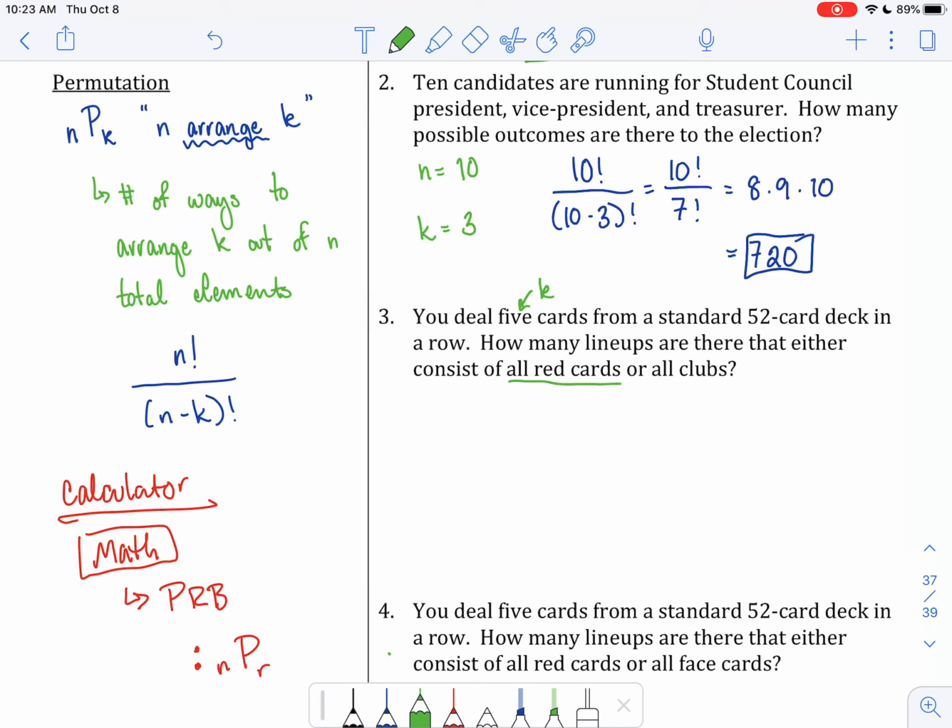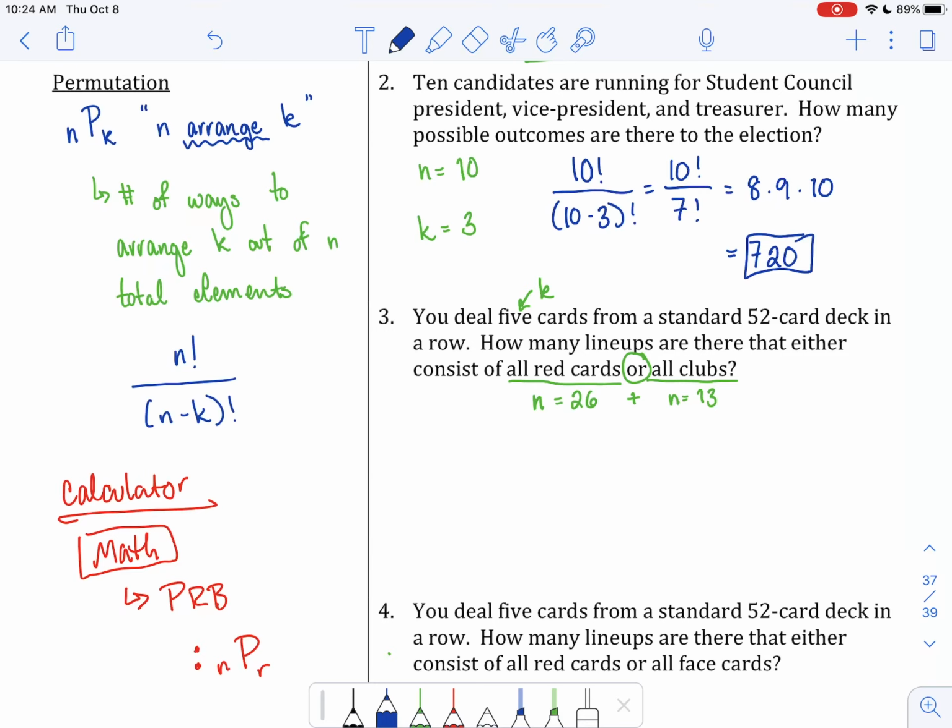Now, we're talking about all red cards or all clubs. So we're not actually interested in the whole 52. For this one, it's n equals 26. And here, n is equal to 13. So there's 13 for every suit in a deck of cards. And since it's "or," and there's no overlap, right? Nothing is red and a club. We can just add these together. So this is the same thing as the addition principles from last week.